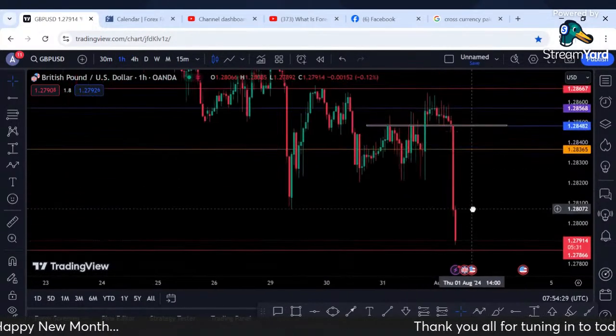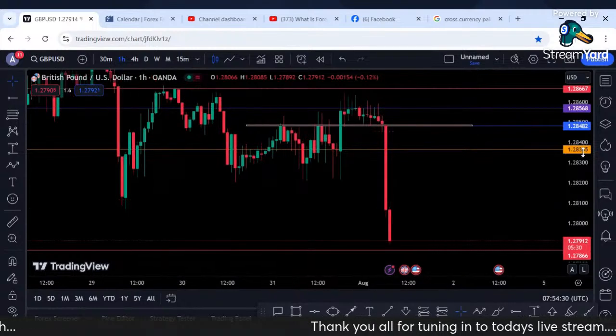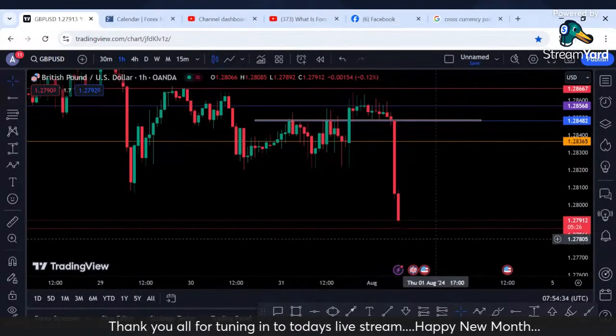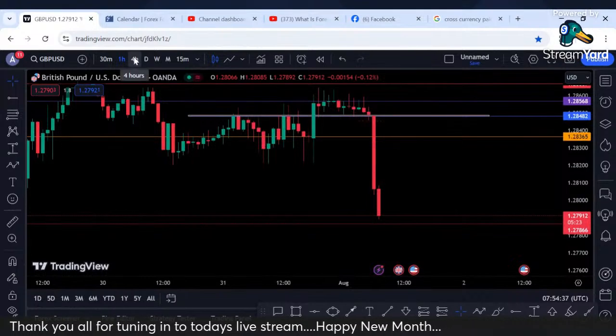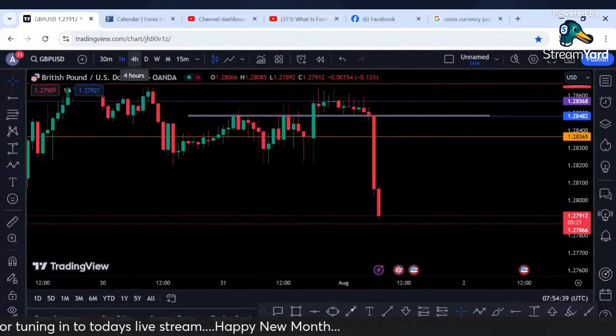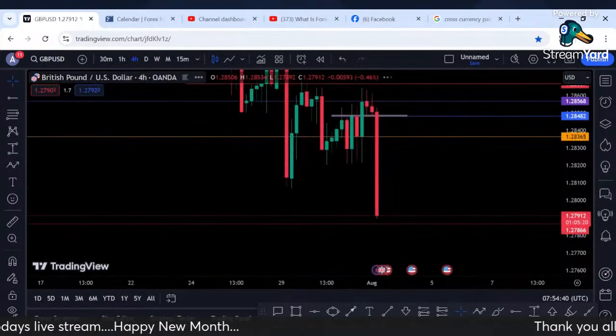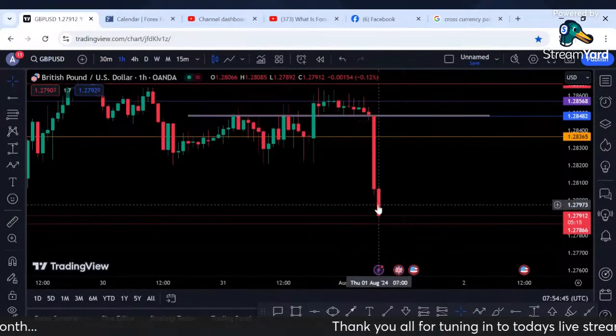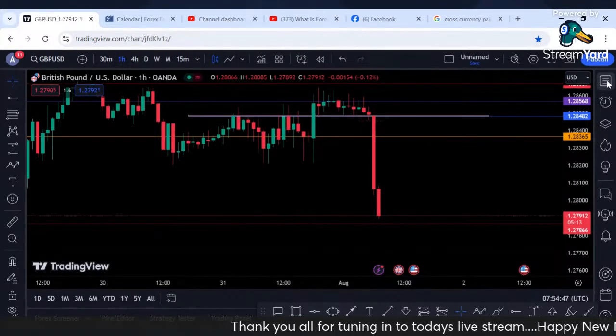So if this candle closes, let me see what gold is going to do.